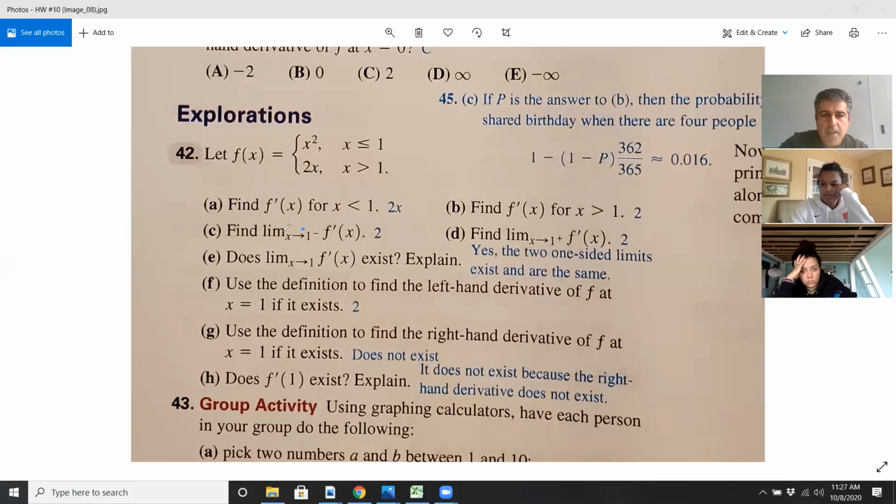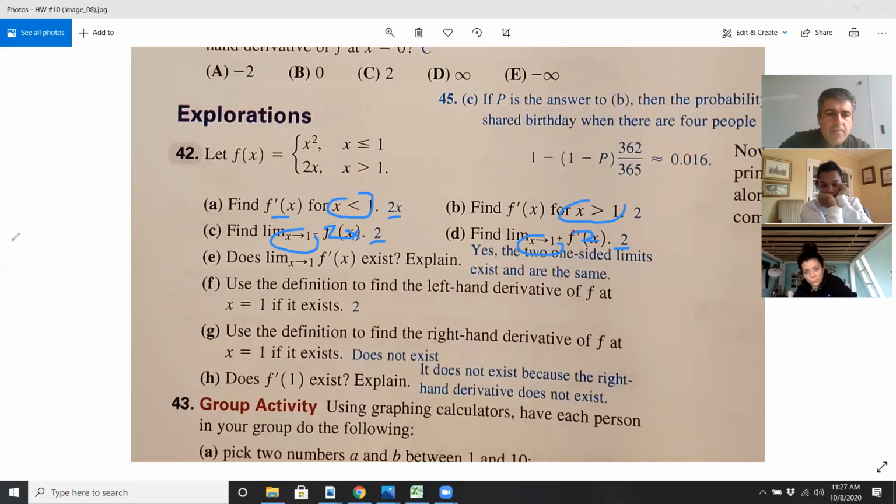So let me actually clear that up again. If x is approaching 1 from the left side, that means you got to use this derivative. So if I take the limit as x approaches 1 of 2x, that's just 2. Here, x approaches 1 from the right side, so I have to use that interval. So that was 2. So taking the limit as x approaches 1 of 2, that's 2. So that's how you do C and D.